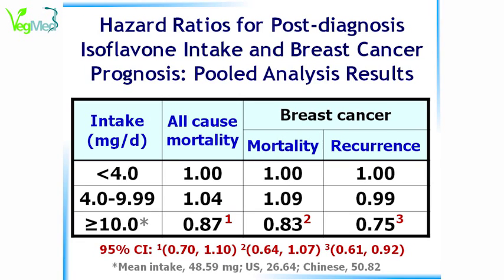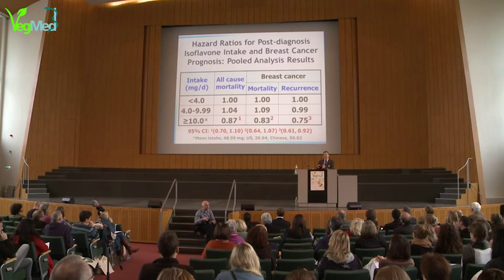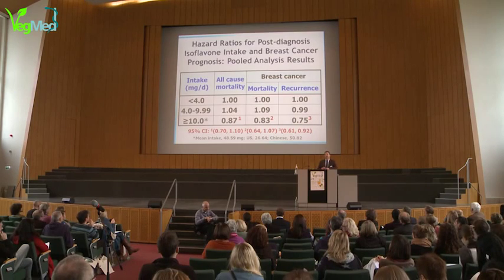The investigators divided the women into three groups according to the amount of isoflavones they consumed. Just focus your attention on the high isoflavone group. That's the group that consumed at least 10 milligrams of isoflavones per day. So we see the risk of dying from all causes was reduced by 13%. The risk of dying specifically from breast cancer was reduced by 17%, and the risk of having a recurrence was reduced by 25%. And the reduction in the risk of recurrence was statistically significant.